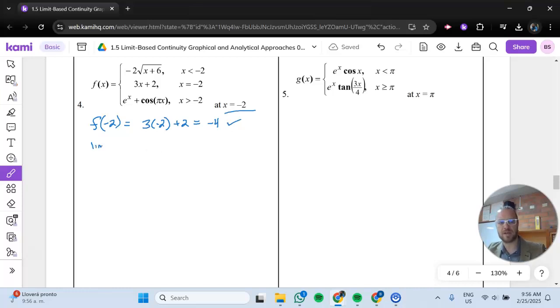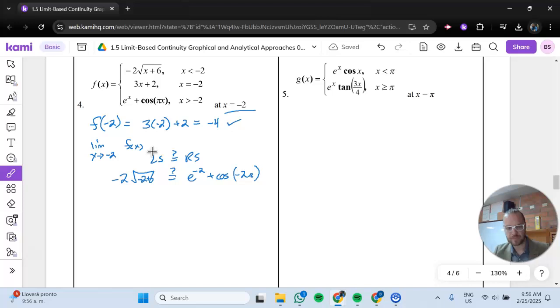Then we need to know if the left and right side are equal. So we need to know if the limit as x approaches -2 of f of x exists. So in other words, we need the left side, question mark, to equal the right side. Well, the left side would simply be when x is smaller, and the right side would simply be when it's bigger. So we're going to compare the top and bottom function there, and we're going to do it at -2. So the left side becomes -2 square root of -2 plus 6. And we want to know, does that equal the right side, which is e to the -2 plus cosine of negative 2 pi?